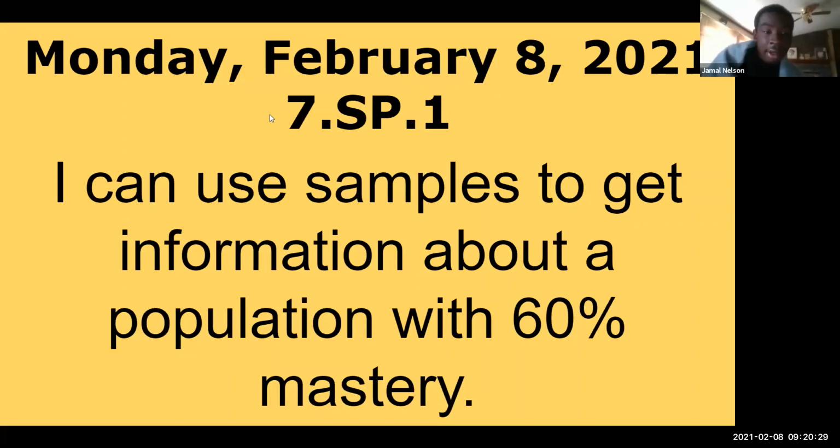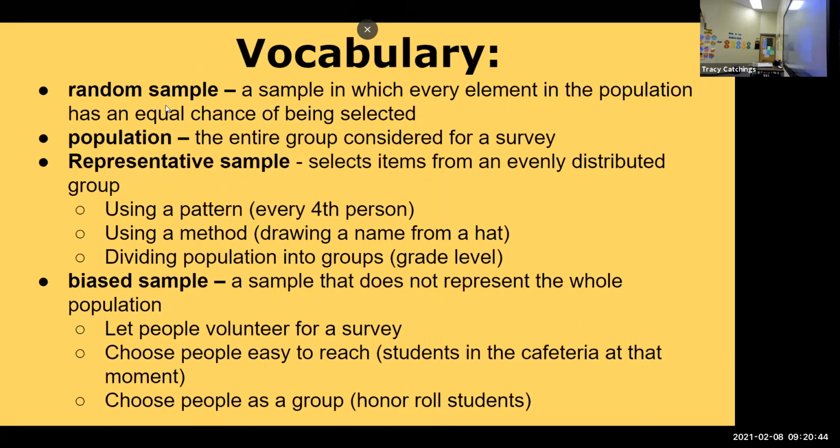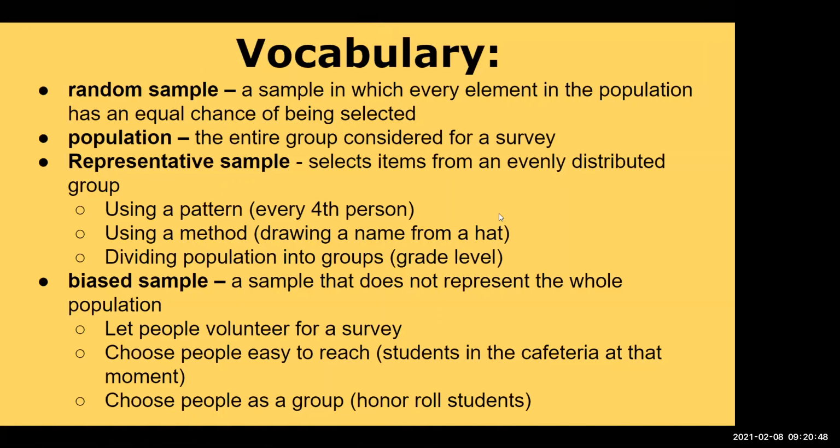I can use the sample to get information about a population. All right, so today we're moving into some statistics and probability types of questions. A few vocabulary words. Someone tell us what a random sample is. A random sample is a sample in which every element in the population has an equal chance of being selected.